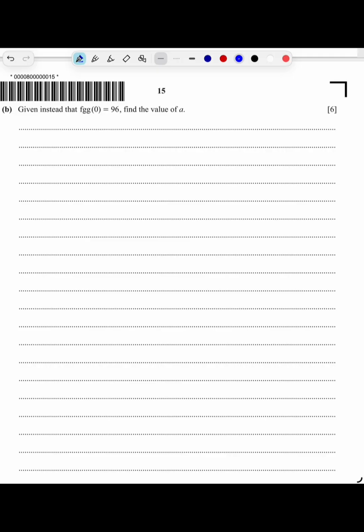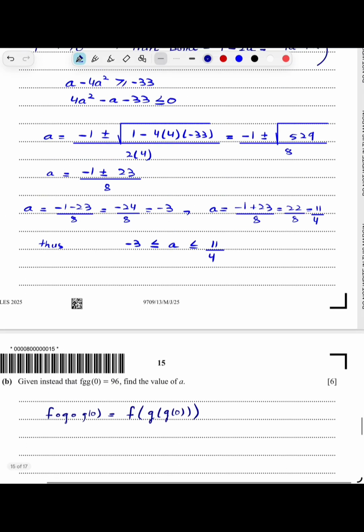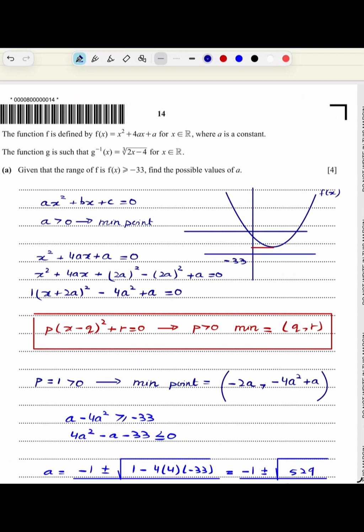Given instead that fg(0) is equal to 96, this means that you substitute, this is like a composition, right? So what this means is that you substitute the function g in function f, and the function g is taken at the value g(0). For us to be able to solve this question now, we need to find the function g. We were given the inverse though, (2x - 4) to the power cube.